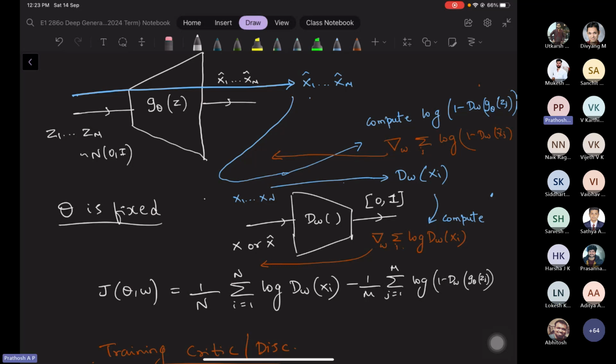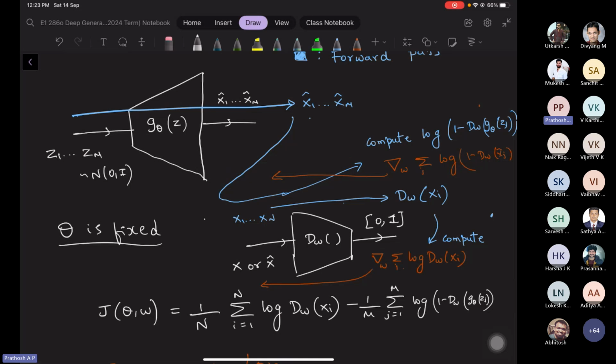Is this clear? How do you train the discriminator? The discriminator has two terms, right? Both the terms in the loss depend on the discriminator because you have D_w in both. For the first term, you take samples x1 through xm, pass them through, compute log of D_w of x_i, take the gradient and backpropagate. That's all. To get the second term, start from z1 to zm, pass them through the fixed generator. You get x1 cap through xm cap. Take those samples, pass them to the discriminator, compute log of 1 minus D_w of G_theta of z_j, and then backpropagate that loss.